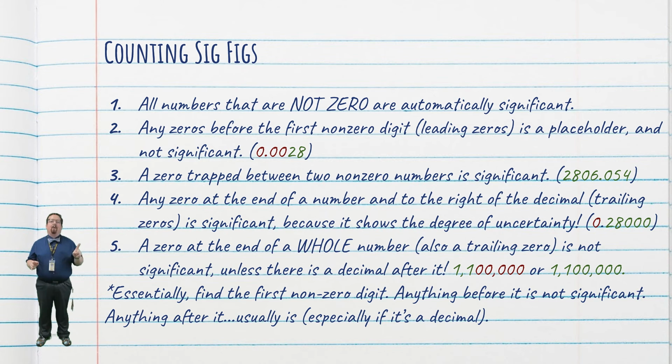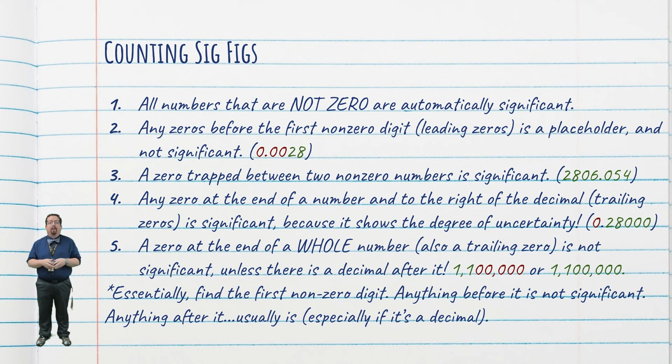Easy peasy rule number 1, if the scientist bothered to write down a number that wasn't 0, it's significant. Rule number 2, any zeros that come before the very first digit that's not 0 are just placeholders and they're not significant. Rule number 3, any zero that's trapped between two not 0 numbers is significant. All 3 of those rules are fairly easy ones.